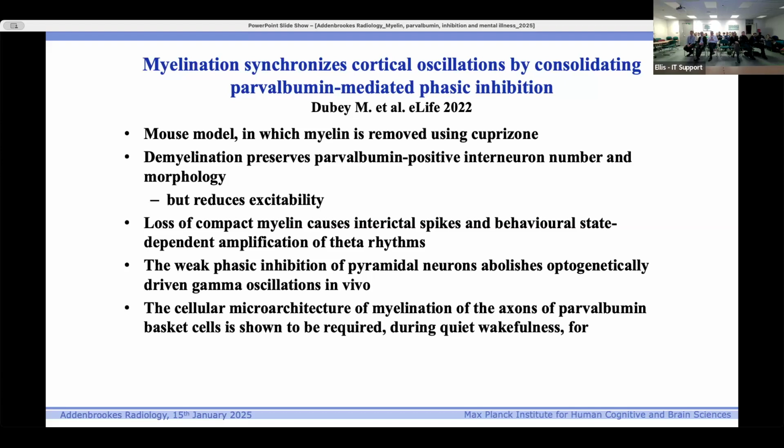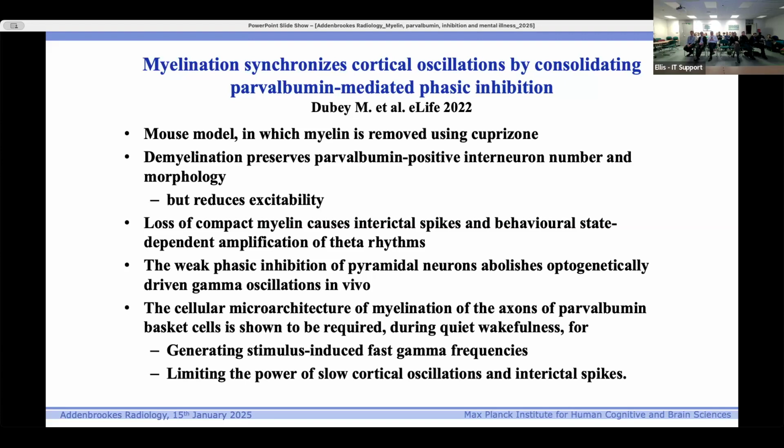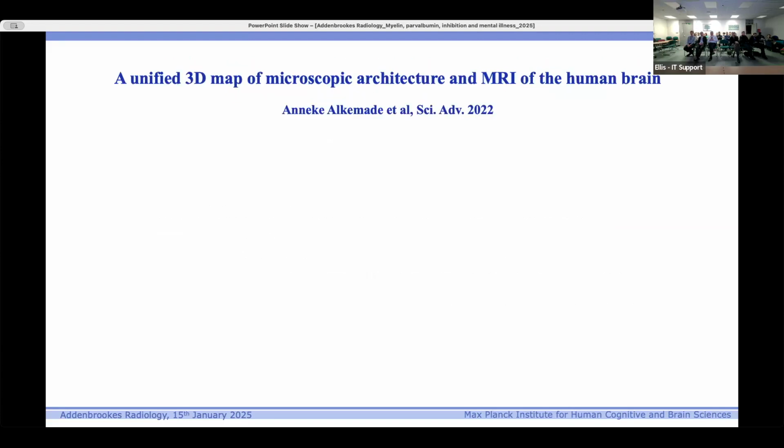So the cellular microarchitecture of myelination of the axon of the parvalbumin basket cell is shown to be required in quiet wakefulness for generating stimulus-induced fast gamma frequencies and limiting the power of slow cortical oscillations and interictal spikes. It really, really is important.